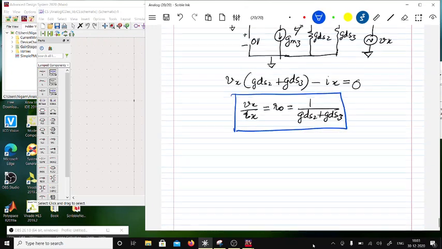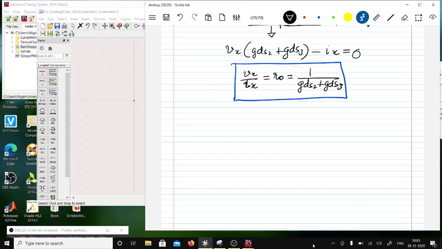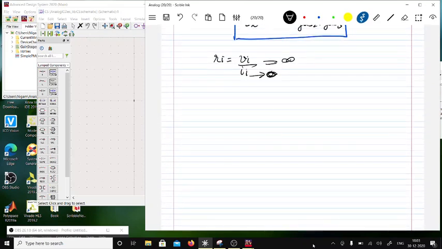Okay, the next thing which you want to know is what is Ri. Ri is going to be Vi by Ii. Now if this Ii tends to 0, then this value should be equal to infinity. So let me sum it up this way.